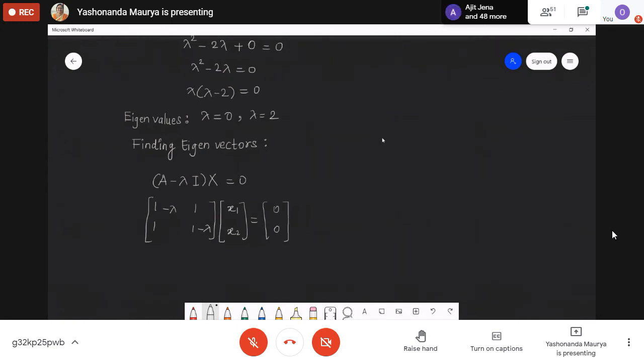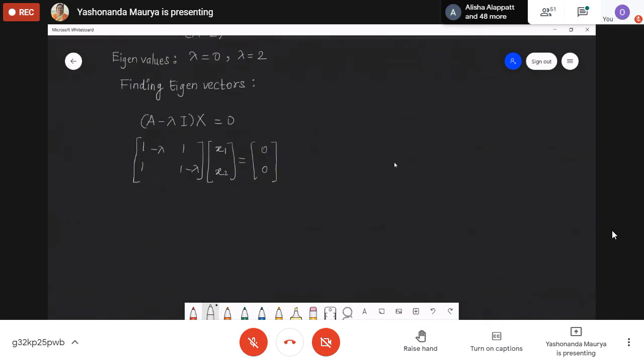So now for lambda equal to 0, how do we go ahead? Let us take the first eigenvalue. So for lambda equal to 0, what will be the case here? It will be 1, 1, 1, 1 times x1, x2 is equal to 0, 0. A very simple equation.